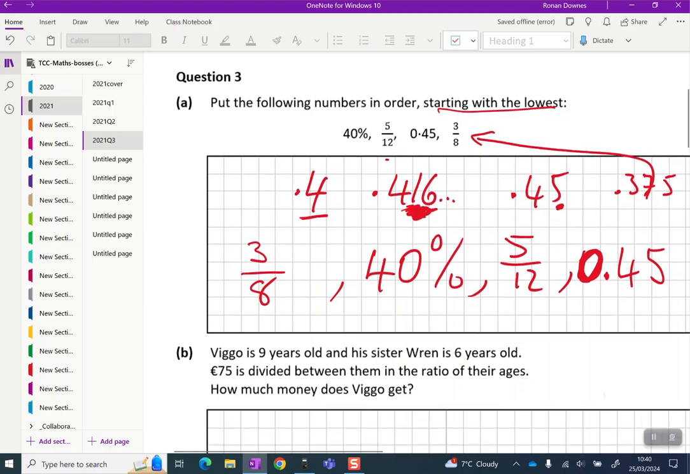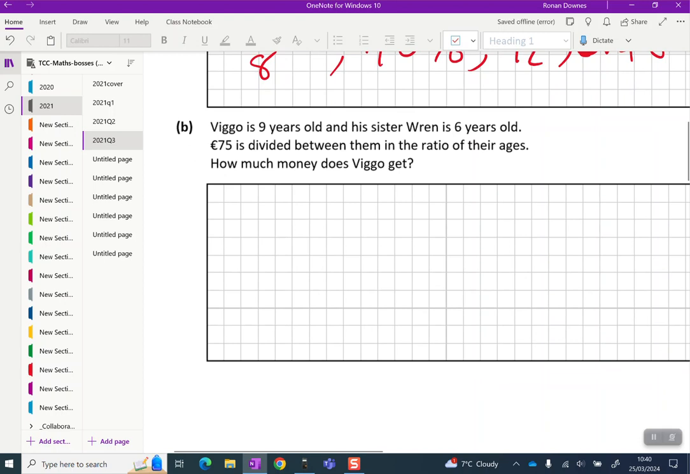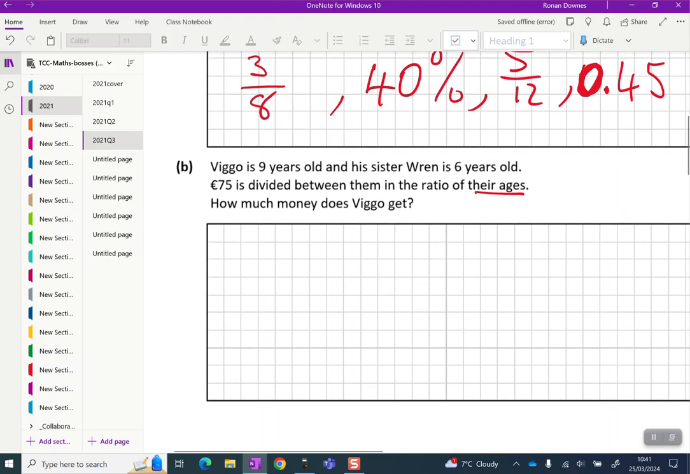We push on to part B. Vigo is 9 years old and his sister Ren is 6 years old. €75 is divided between them in the ratio of their ages. How much money does Vigo get?